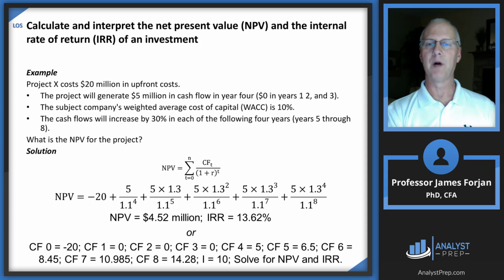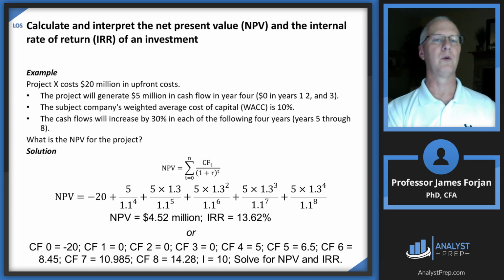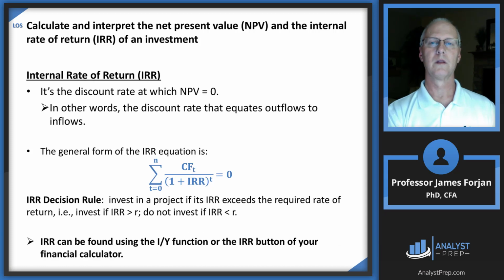Then hit the I button for 10% weighted average cost of capital, and then just find your NPV button on your calculator and your IRR button on your calculator, and you should get 4.52 and 13.62%. I'll let you pause the video to make certain that you can do those steps and obtain the correct answers. But I'm going to go ahead and tell you about internal rate of return.